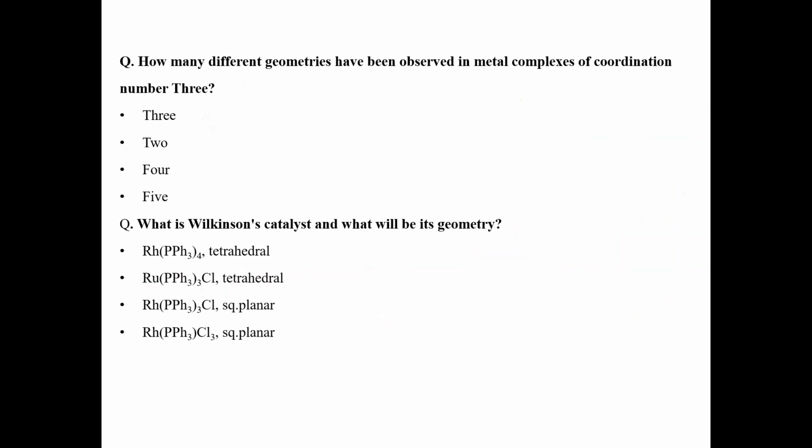So the next one: how many different geometries have been observed in metal complexes of coordination number 3? What are the possible number of geometries you can observe for the 3 coordination number? And the second one, you have to just draw the structure of Wilkinson catalyst and get its geometry.